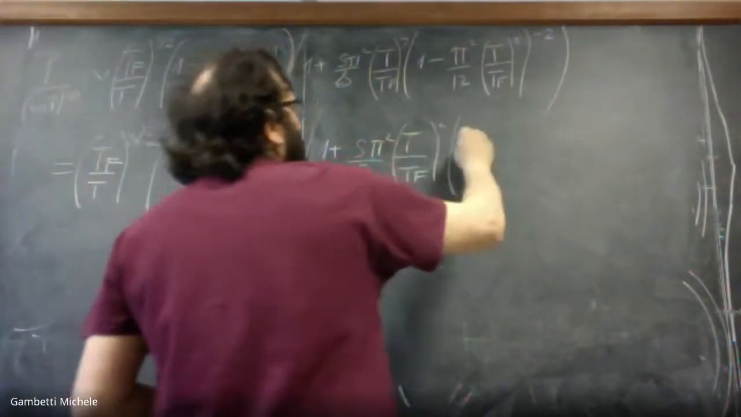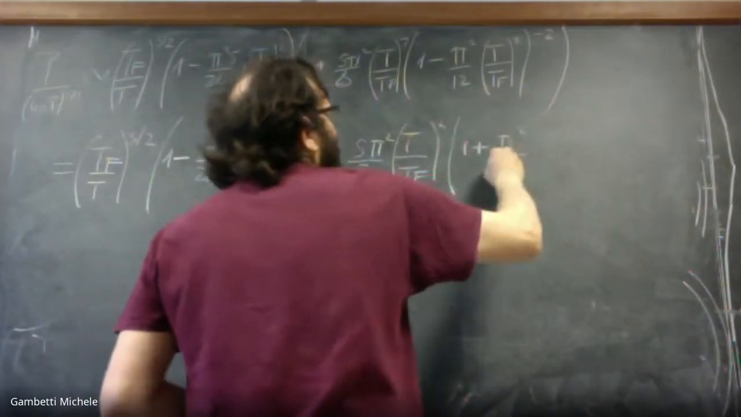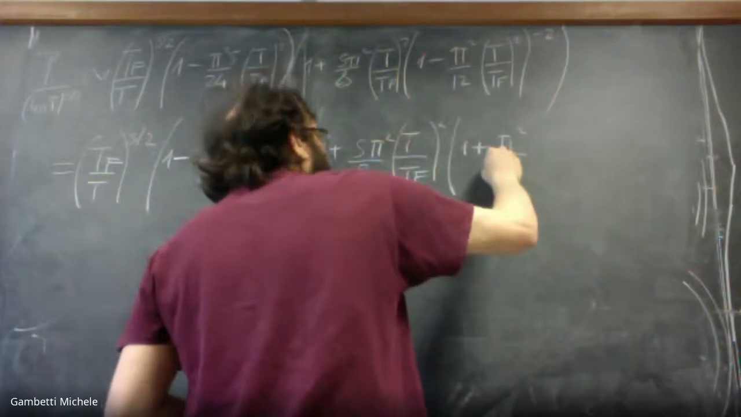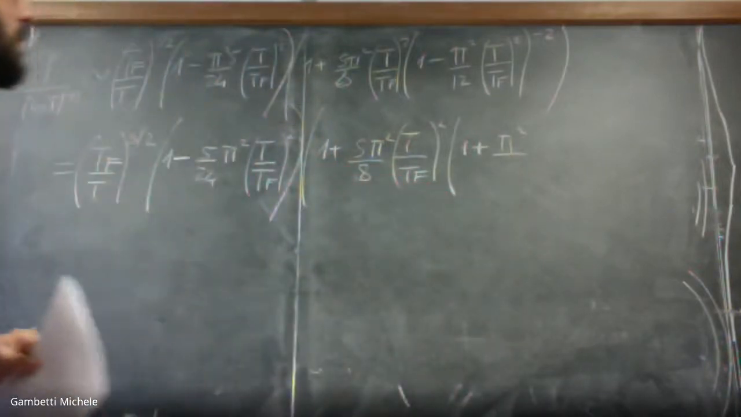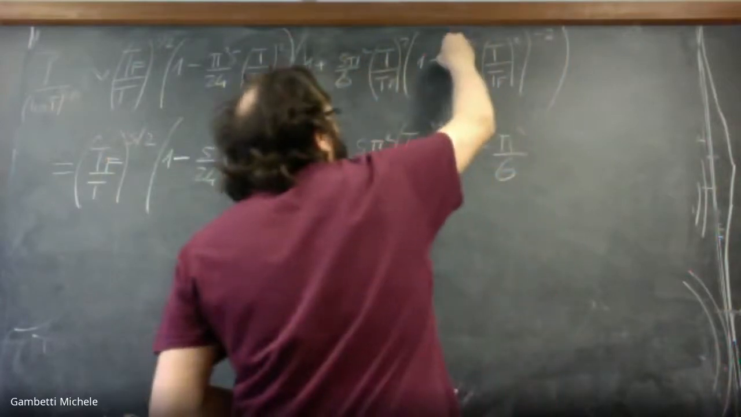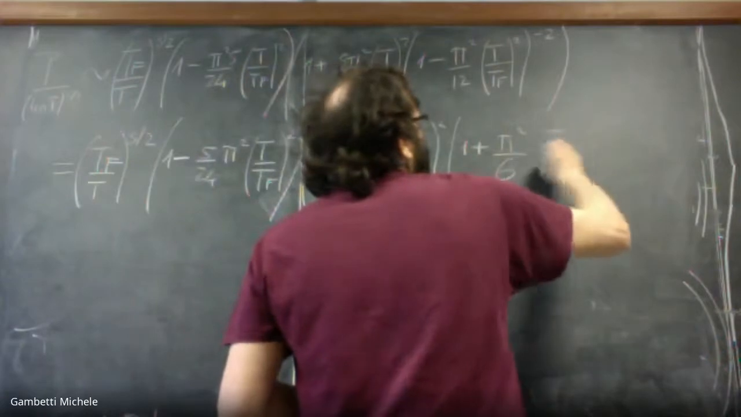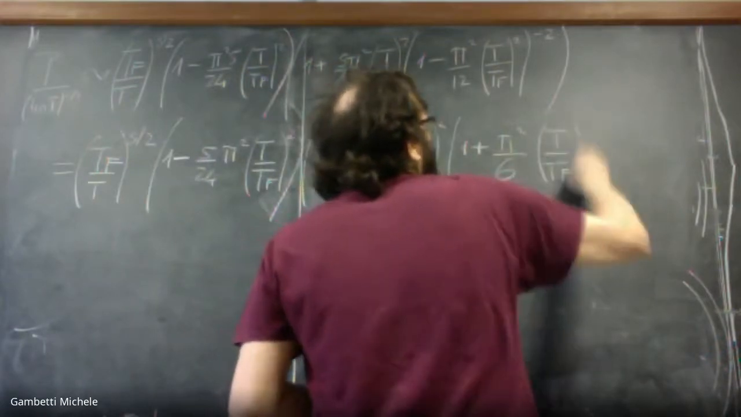So here I have 1 plus, this time, pi squared divided by 6. Because I can put this minus 2 here, and this becomes plus 1/6, and T/TF squared.